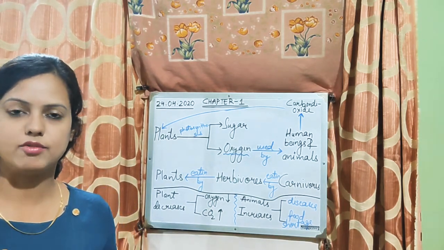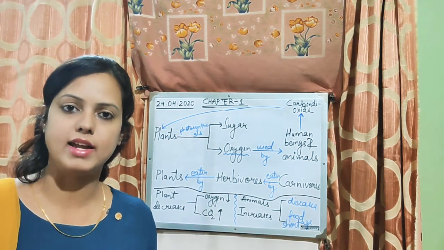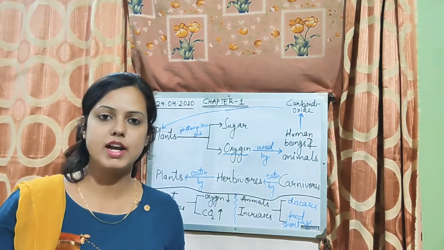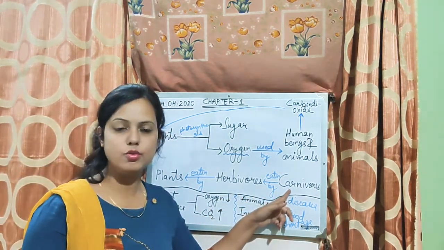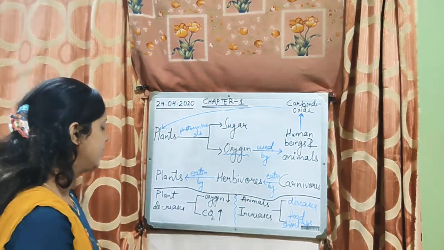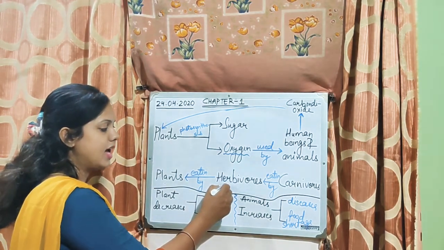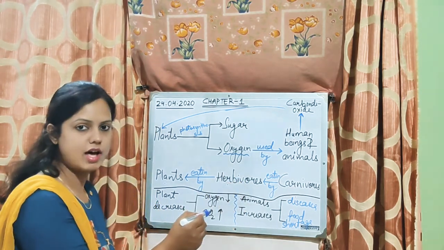They will not get the food. And when herbivores do not get food, they will die. When herbivores die, from where will the carnivores get food? So when there are no herbivores, there will be no food for carnivores and carnivores will also die. That means plants should be there so that herbivores can eat and live. Then only carnivores can get their food as herbivores.